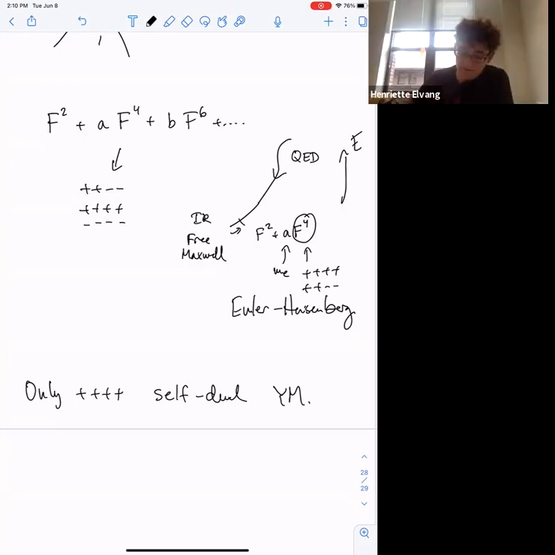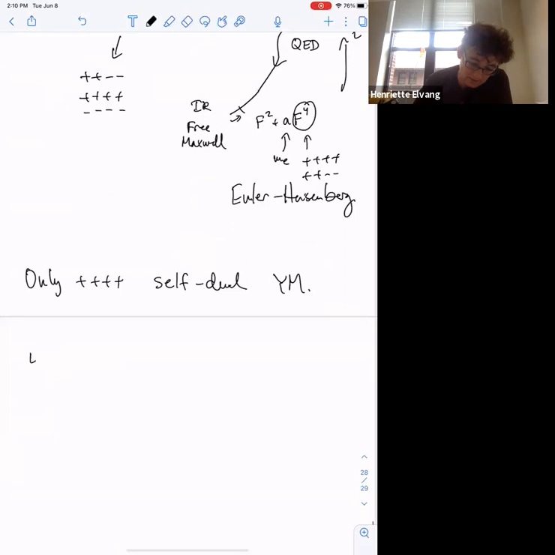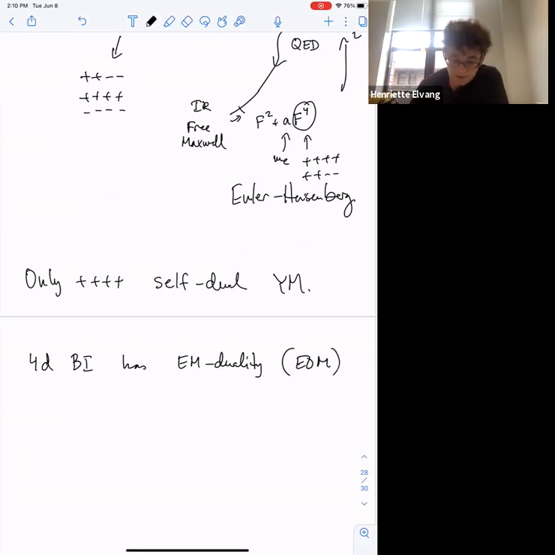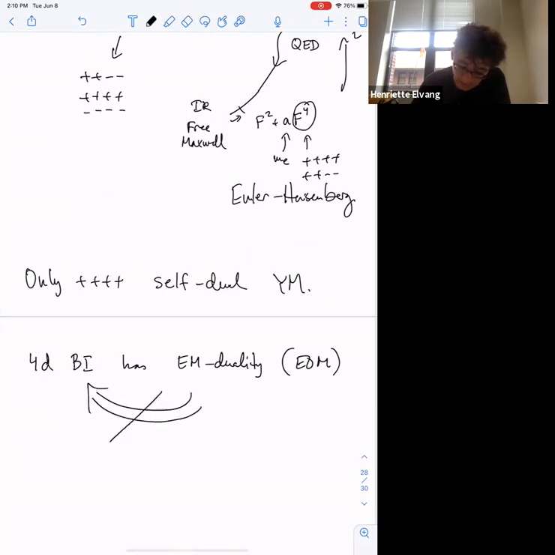No. So the statement is that 4D Born-Infeld has electromagnetic duality, which is at the level of the equations of motion, not the Lagrangian, as you said. This does not mean that electromagnetic duality implies Born-Infeld. That is not true. If you want theories that have electromagnetic duality, there's a whole one-function parameter worth of such theories whose equations of motion have electromagnetic duality symmetry. And Born-Infeld happens to be one of them, but it's not unique as a theory that has electromagnetic duality. So its action is not fixed by this.